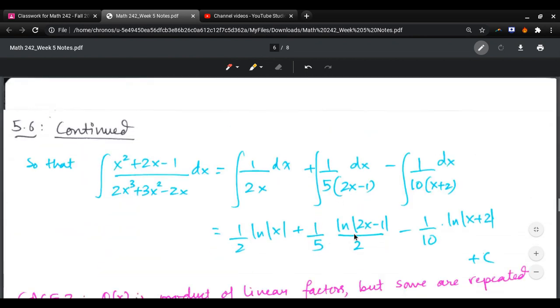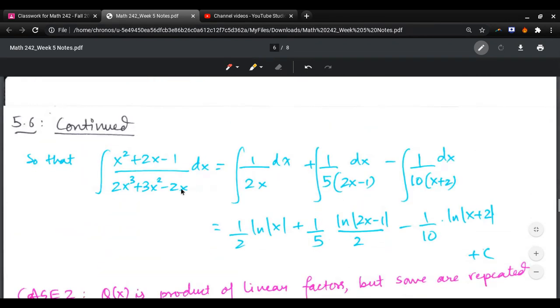Which means I can rewrite this integral as the integral of 1/2 times 1 over x, that's A, then 1/5 for B, and negative 1/10 for C. And then this is easy, because this is just a bunch of log terms. Next video, we'll look at another case.